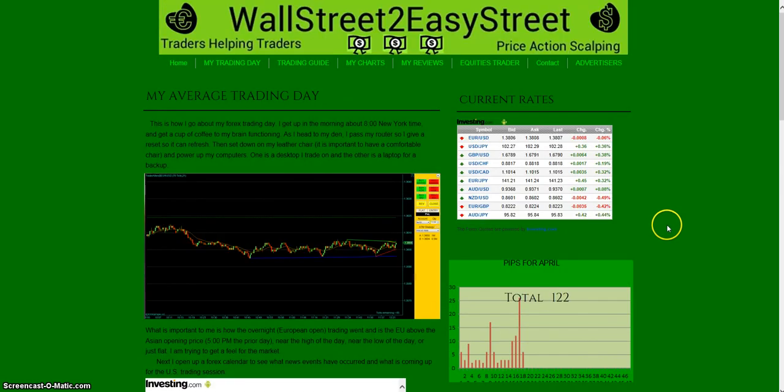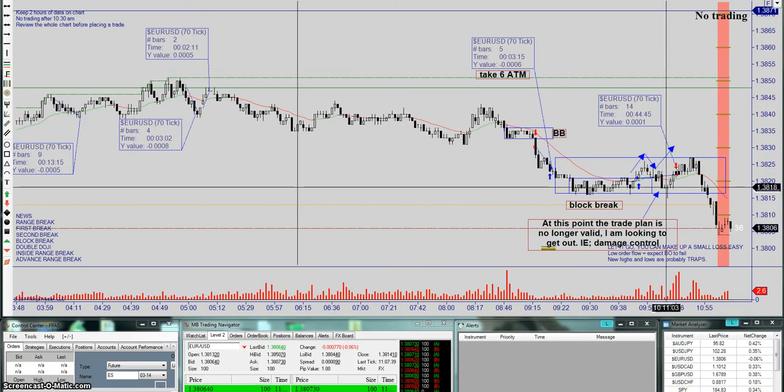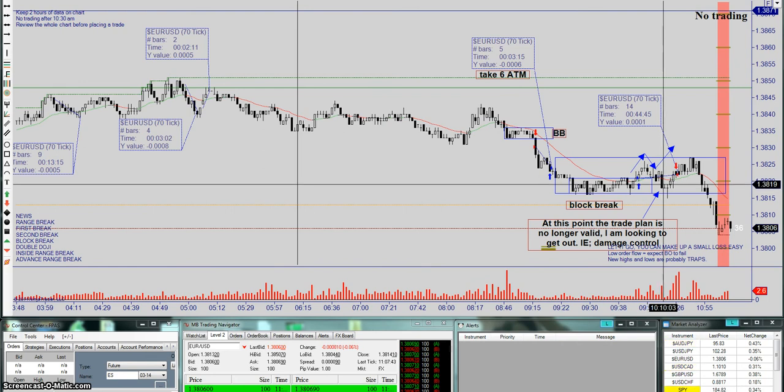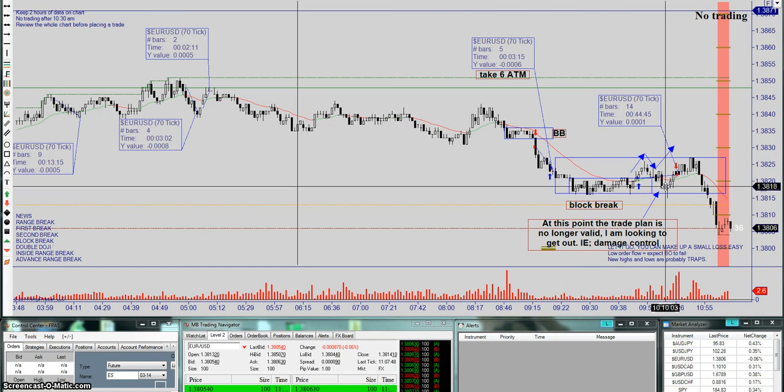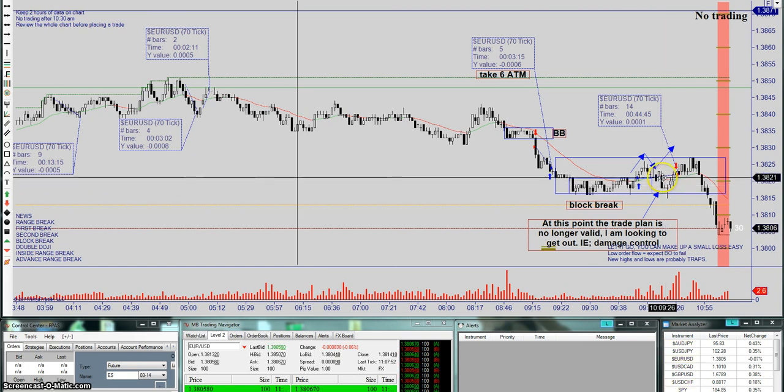So really, it's all about managing your money properly, knowing when the trade is valid and when the trade is not valid. And when it's no longer valid, which was this point here, it's all about protecting your account. Where can you get out with the least amount of damage? And then going on and looking for the next trade setup.